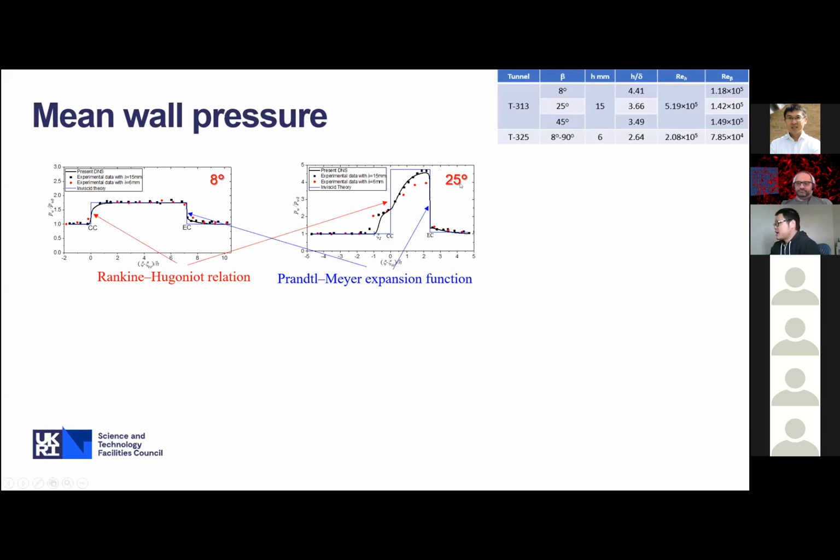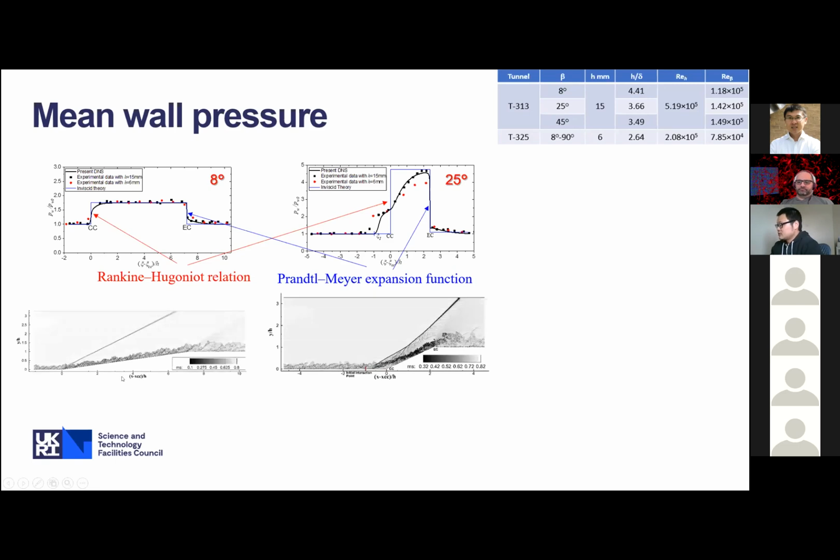For the 25 degrees it is quite similar, but it spreads over a wider area because there is a flow separation, so the signal is propagated upstream for a longer distance. But still, I think the maximum pressure also agrees with the inviscid theory. For the 25 degrees, we can see a lambda shock wave because there is a separation bubble there. So there is one shock wave and a second.